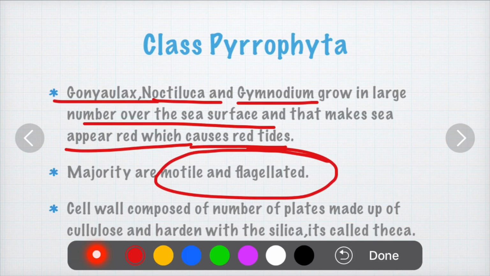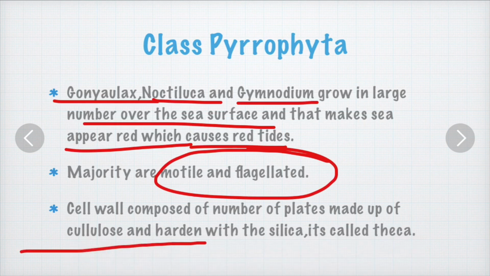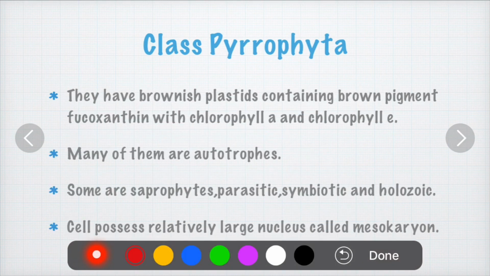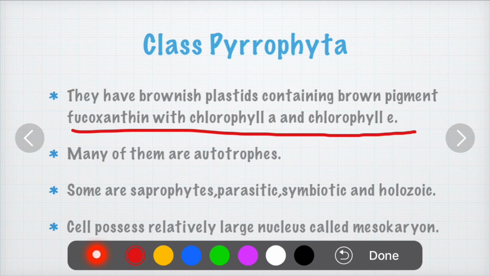The cell wall is composed of a number of plates. The plates are made up of cellulose, which is hardened with silica. That layer is called the theca layer. I told you they are called golden brown photosynthetic organisms because they have a pigment, fucoxanthin, along with the pigments chlorophyll a and c. That's why the sea appears red on the surface.